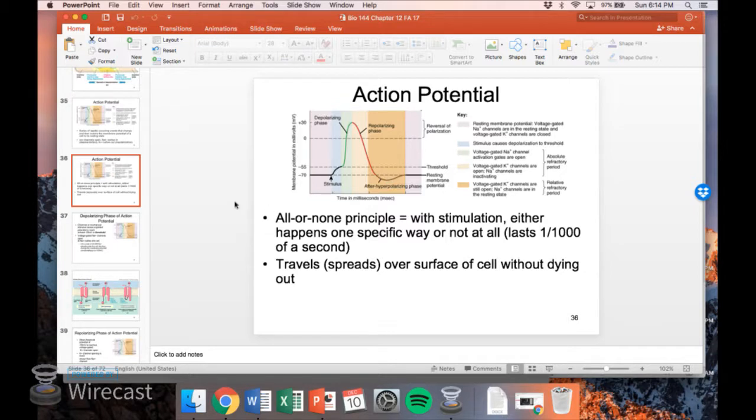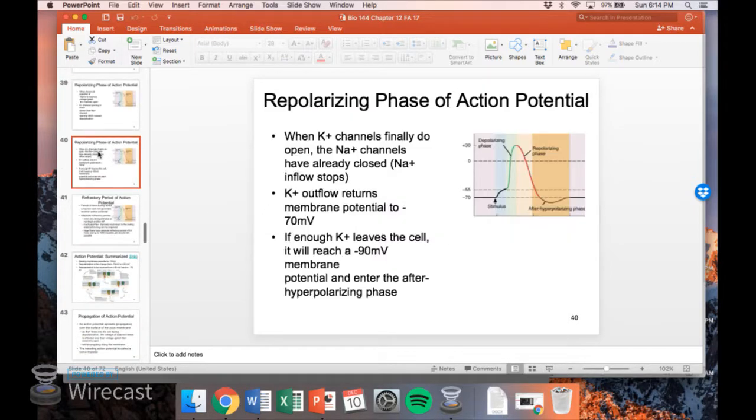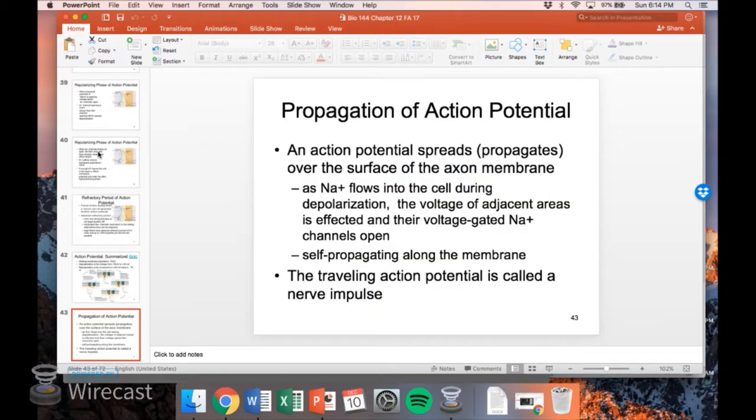So let's see, changes in membrane permeability. Let me just go through these slides and make sure that I figured that out.